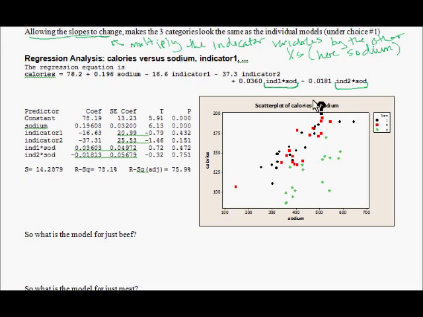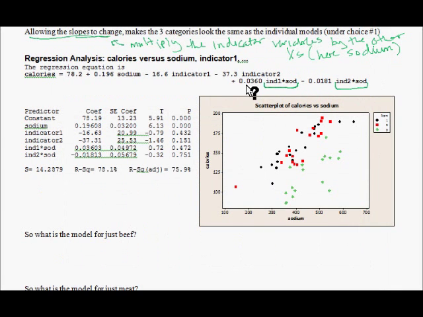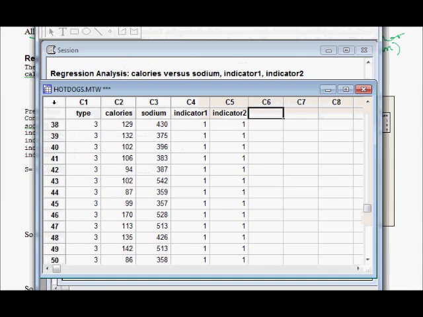So what I need to do is go back to Minitab, back to our data. Now I want to create sodium times indicator 1 and sodium times indicator 2. I want to take two new columns, because since it's multiplied by sodium, that will now allow the slope to change. To get the same as the handout, I call those in 1 times sod and in 2 times sod.